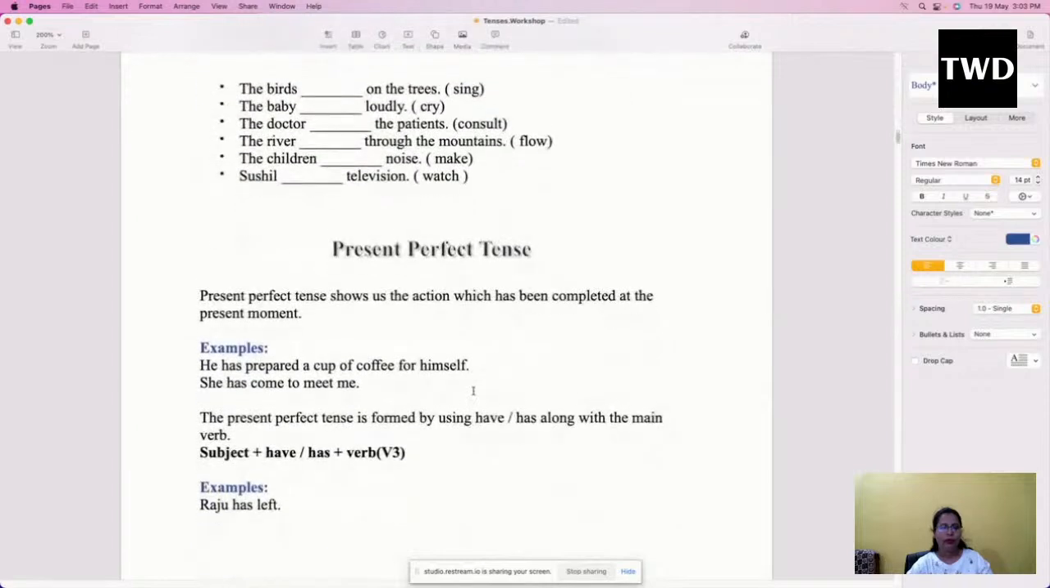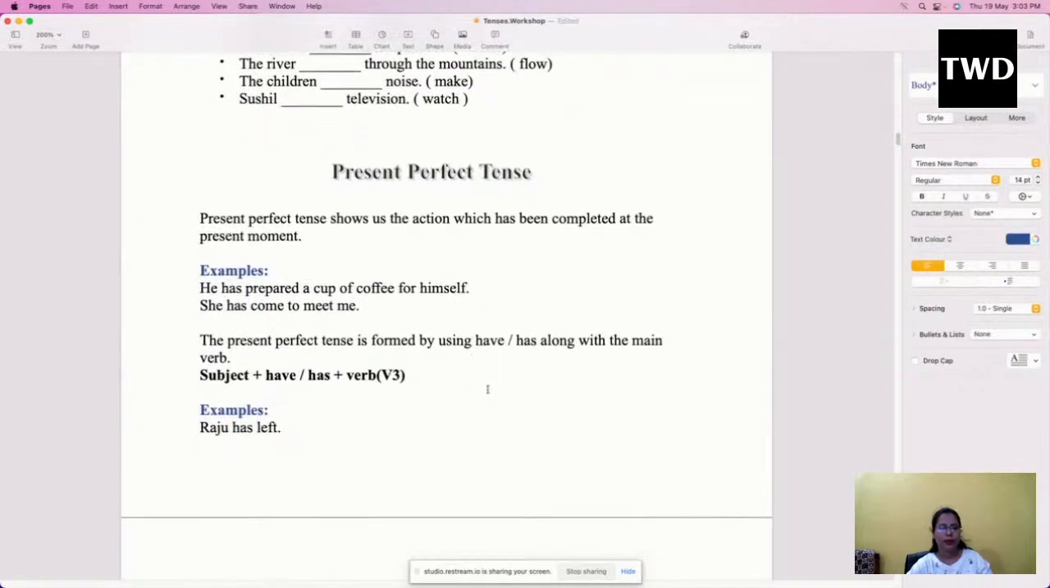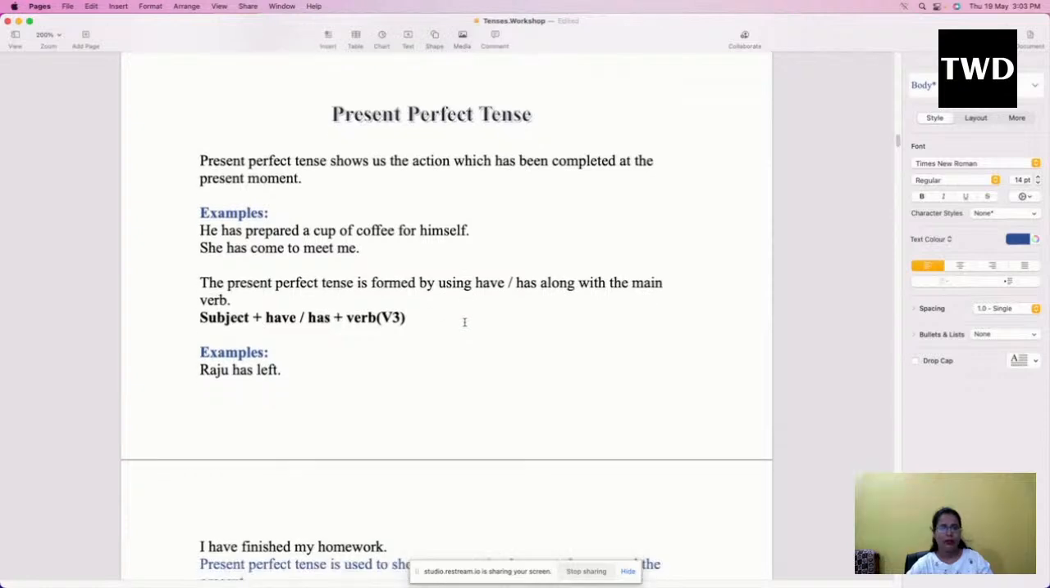Okay, moving forward to the present perfect tense. Yes, a little bit difficult it is, but it is not so difficult that we cannot understand it, right? So present perfect tense shows us the action which has been completed at the present moment. Present perfect tense talks about the action which is over right now. Say for example, you might have had your lunch, so the action is over, and accordingly we have got some examples like he has prepared a cup of coffee for himself.